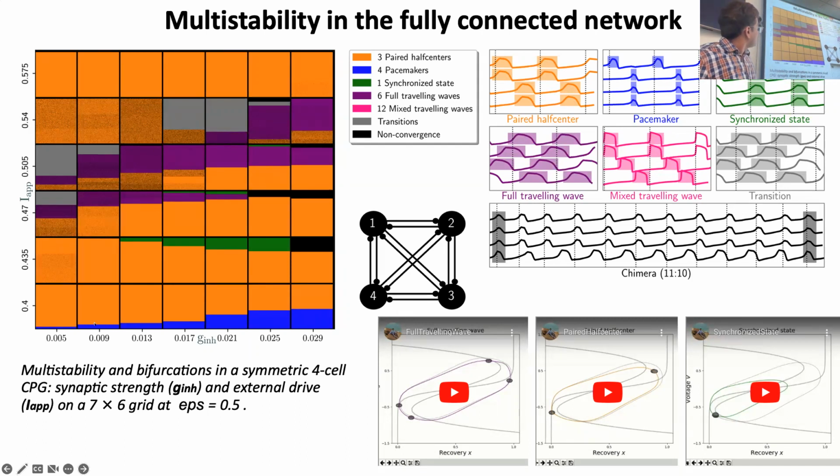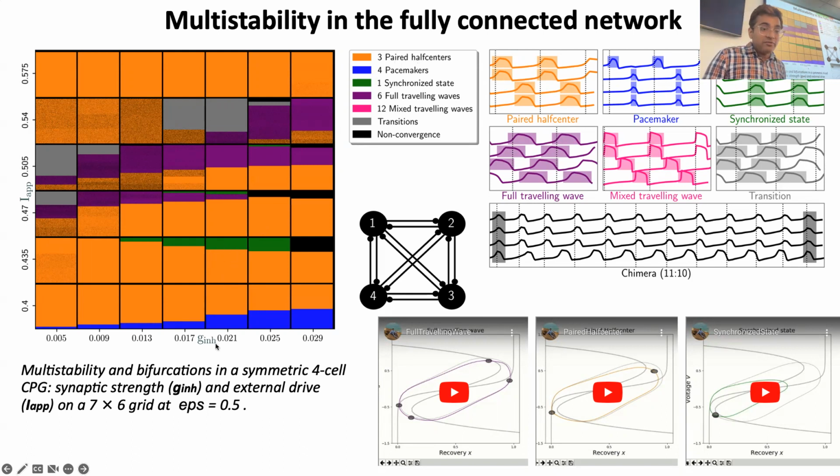And what this parametric sweep is showing is, as we vary the synaptic connectivity, which is these Gs, the strength of the synaptic connectivity across this network, on the x-axis, and on the y-axis the externally applied injected current. As we vary these on a 7x6 grid, we use the 3D Poincare phase space analysis and then the hierarchical clustering algorithm to identify which rhythms exist for those parameters. So, for example, for this set of parameters, you have this yellow region, which is the 3 paired half-center rhythms, and then the green region, which is the synchronized state.